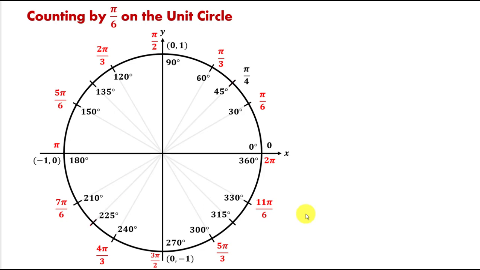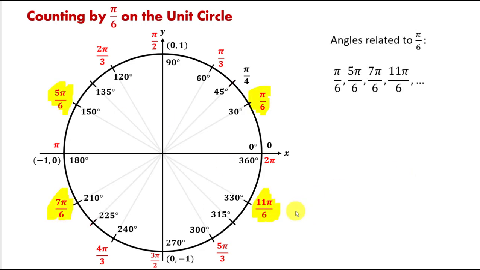Let's locate all angles that are related to 30 degrees, or now we can say that are related to pi over 6. Same thing. Well, here they are. Angles related to pi over 6 are pi over 6 itself, 5 pi over 6, 7 pi over 6, 11 pi over 6. And of course I can continue. These are just the angles within one full revolution, or within 2 pi.